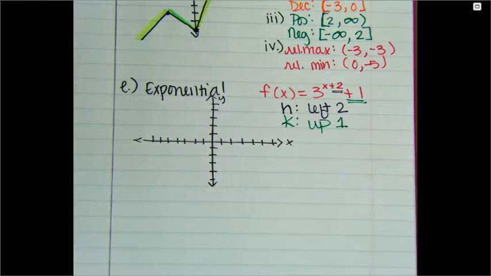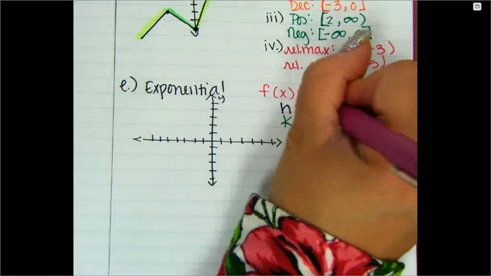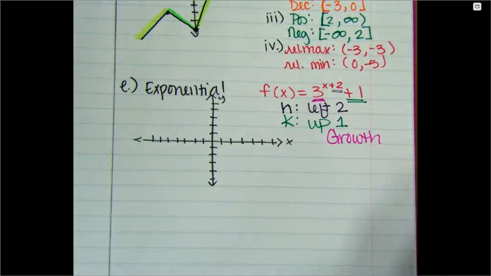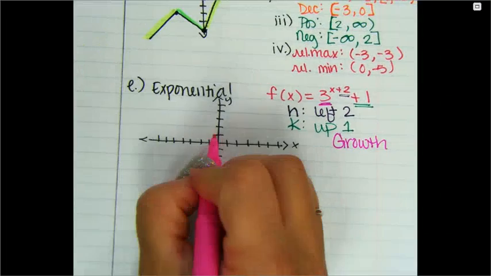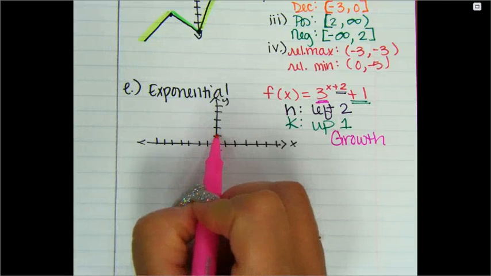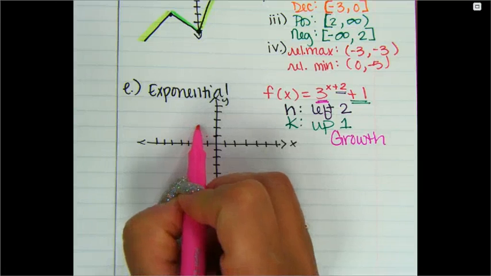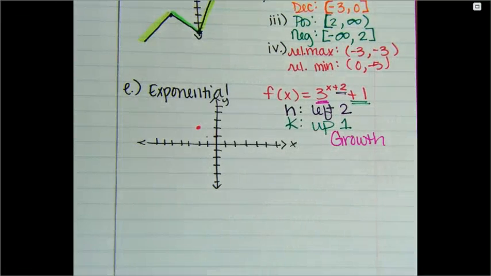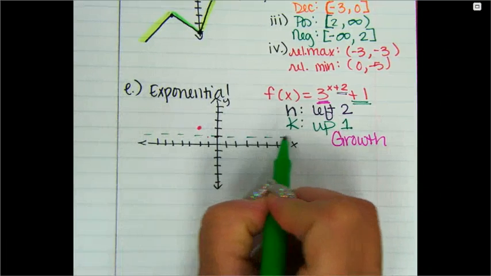Is it growth or decay? Growth. How do you know it's growth? Because it's 3. All right, you ready? Watch the magic. I want you to watch, because then you're going to get stuck. You're not going to know. Starting point is always 0, 1. Yes? That's always my starting point. It says I'm going to go left 2. So from my starting point, I'm literally going to go left 2. There's 1, there's 2. Then it says I'm going to go up 1. So there's my new starting point. My asymptote is at what? At 1. So there's my asymptote at 1.